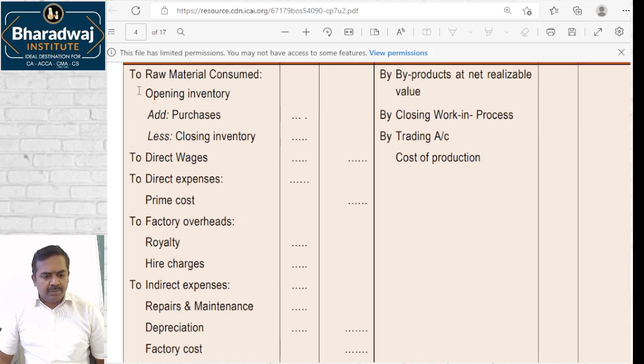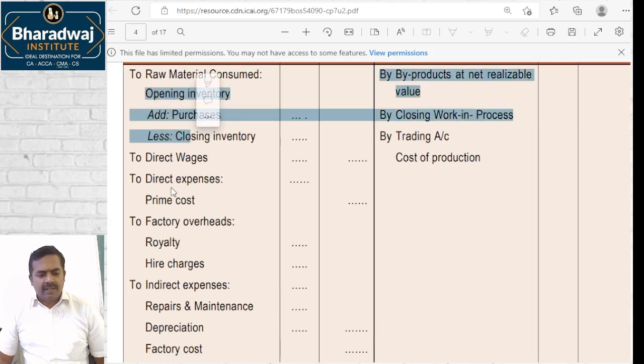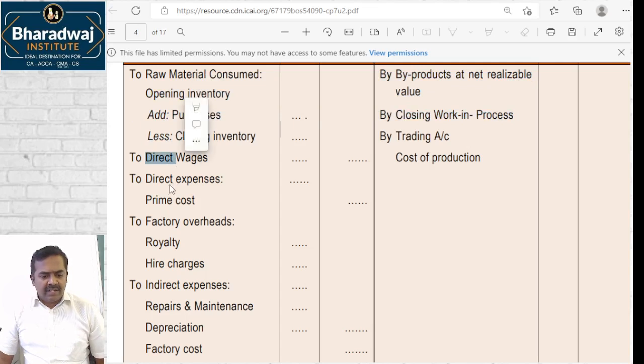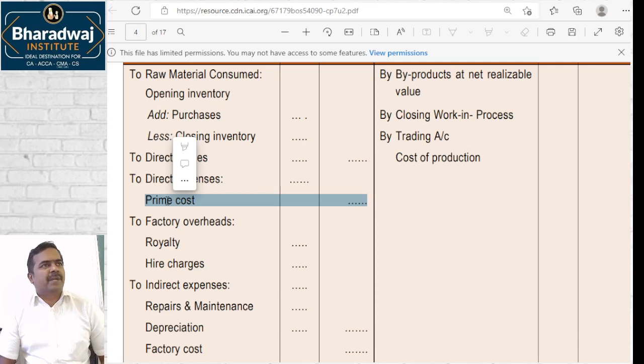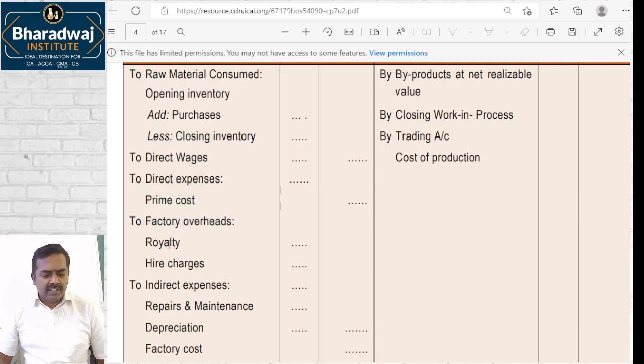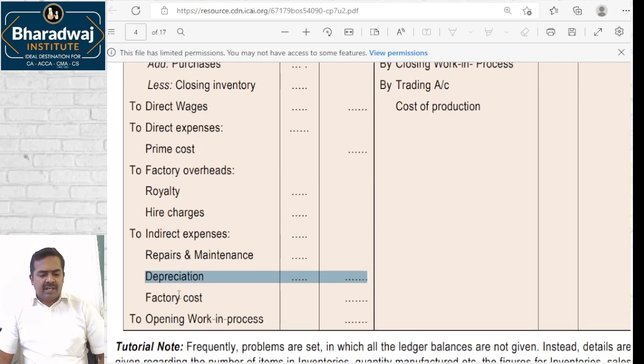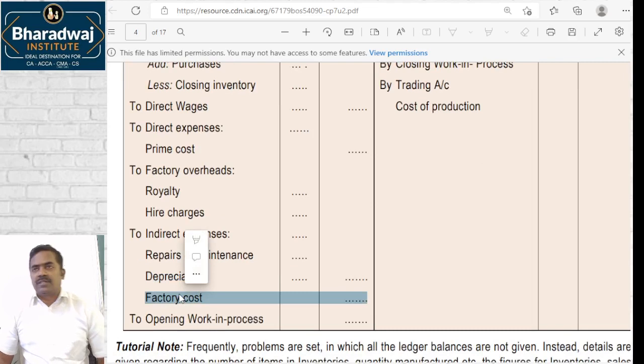Raw material consumed is opening stock plus purchases minus closing stock. Add direct wages and direct expenses, it will give us prime cost, but you need not read prime cost and all for the exam. The internals are more relevant. Factory overheads can be royalty or hire charges, repairs and maintenance, depreciation, any other expenses.